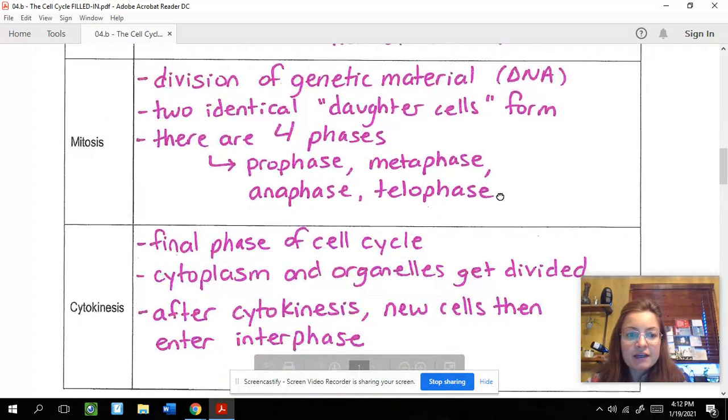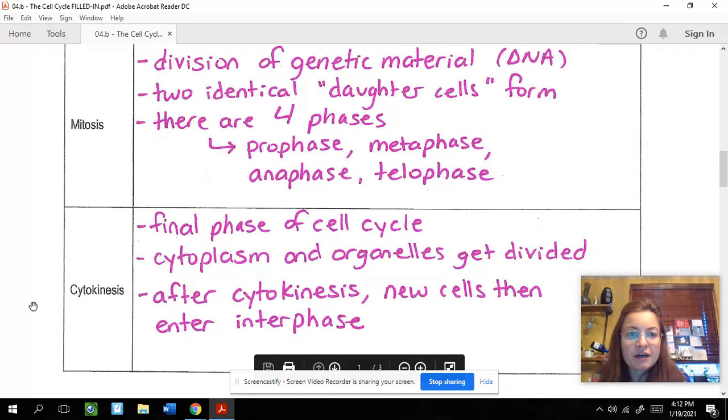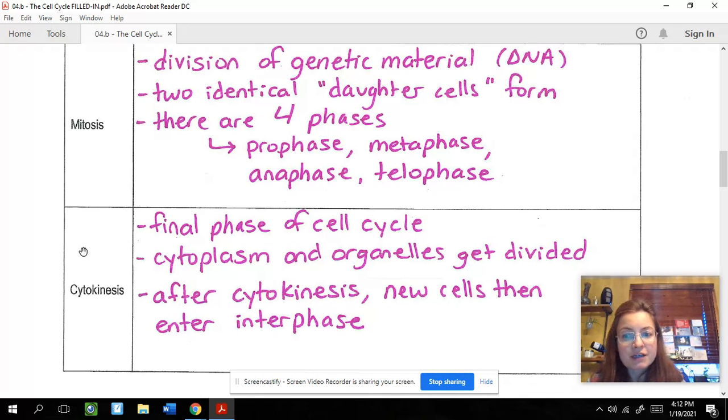Cytokinesis is also part of cell division. Remember that mitosis is when the nucleus divides. Cytokinesis is when the rest of the cell divides. And by rest of the cell, I mean the cytoplasm and the other organelles.